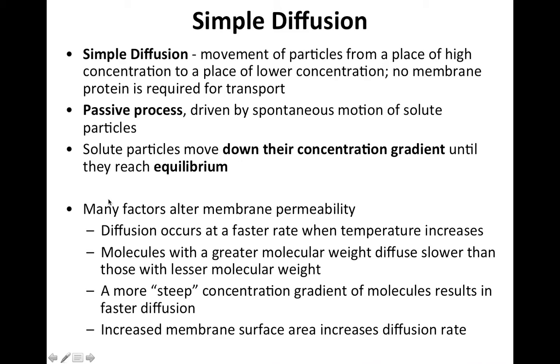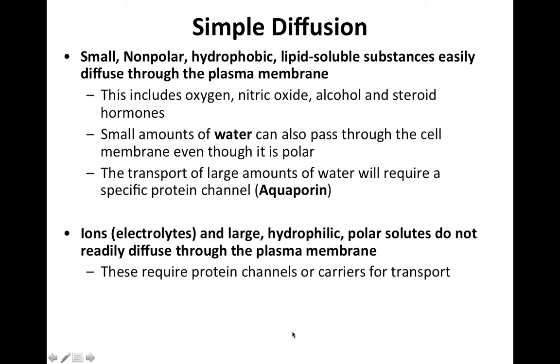As you can see right over here, there are a number of factors that influence how diffusion can work across a membrane. As of course you can see, when temperature increases, all particles move faster, so they just diffuse more quickly. We also find that those with a greater molecular weight tend to diffuse at a slower rate than those with a lighter or lesser molecular weight. We also find that the steeper the concentration gradient, meaning the greater the difference between the high and the low concentration, the faster the diffusion. And we find that increased membrane surface area increases diffusion rate.